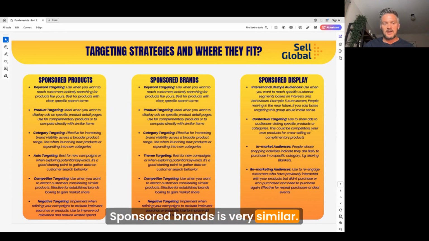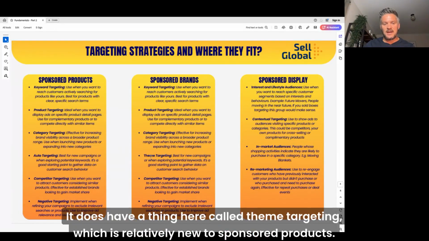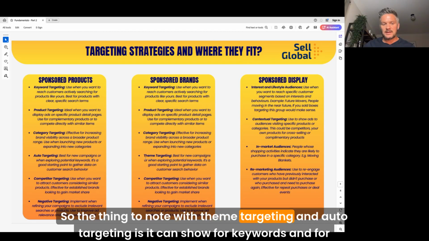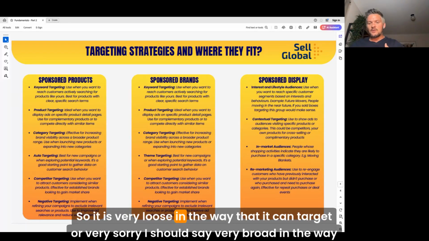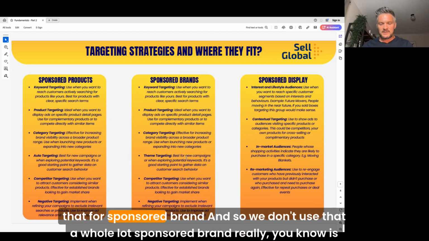Sponsored brands is very similar. It has all of the same functionalities basically as sponsored products. It does have a thing here called theme targeting, which is relatively new to sponsored products. But basically this is like an auto campaign, like auto targeting inside sponsored products. So the thing to note with theme targeting and auto targeting is it can show for keywords and for ASINs, like on product detail pages. So it is very loose in the way that it can target, very broad in the way that it can target. I will also say with the theme targeting, we haven't had very good results with that for sponsored brands, and so we don't use that a whole lot.